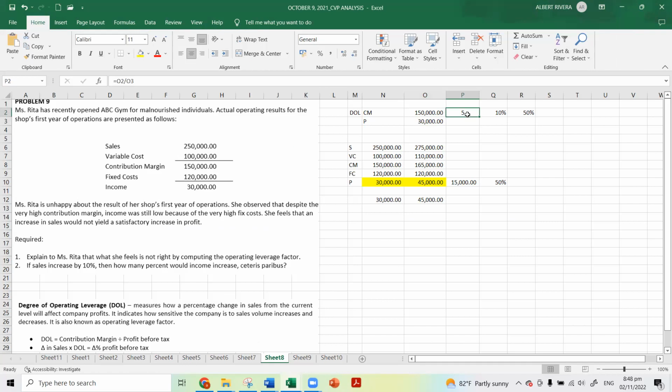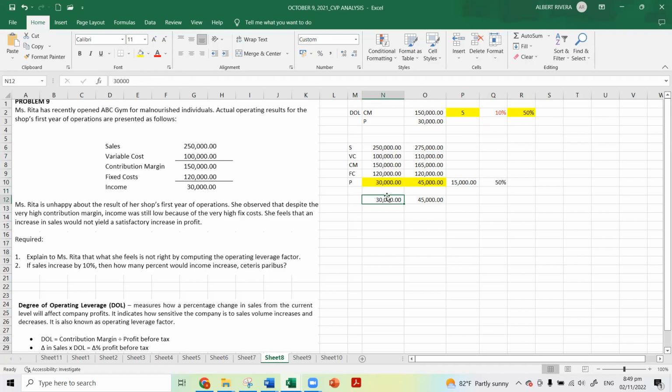That degree of operating leverage is the factor to be used if you want to know what would be the change in income if there is a certain percentage of movement in sales. Just like in problem number 9, wherein the sales increased by 10%, so what would be the change in net income related to the change in sales? So without resorting to this computation, you can already identify the change in the corresponding income. And the change in the corresponding income can be derived by using the degree of operating leverage times the change in sales. So this is 50%. Okay? So if you want to prove that, this is the existing income of the company.